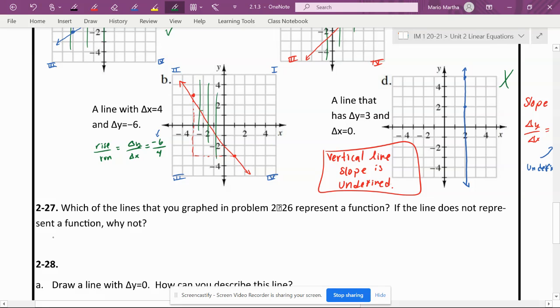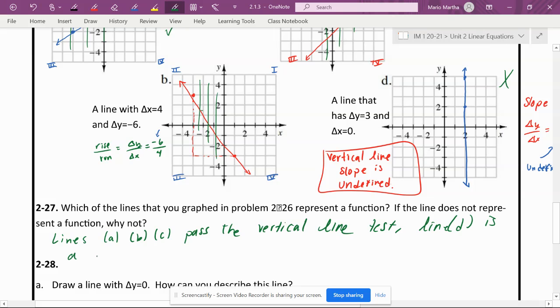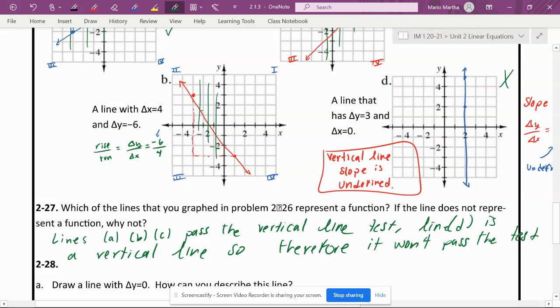So again, we can say that lines A, B, and C pass the vertical line test, and then line D is a vertical line. So therefore, it won't pass the test.